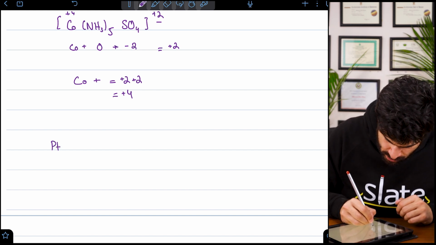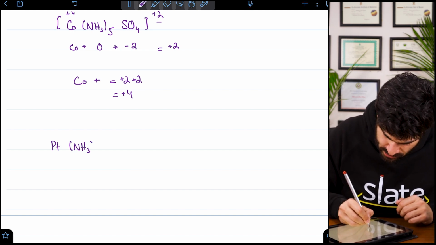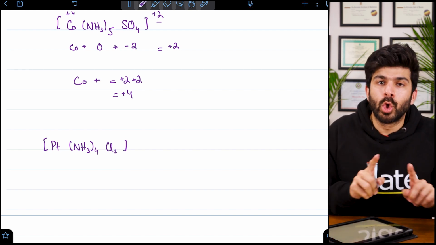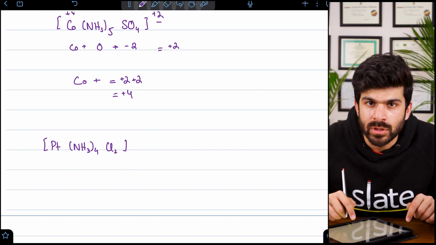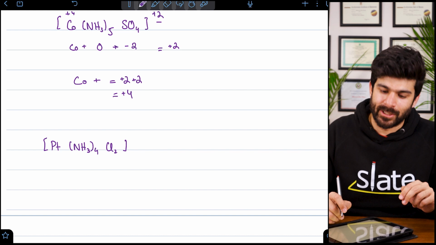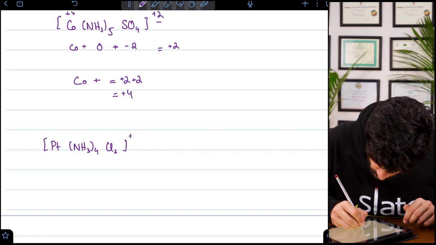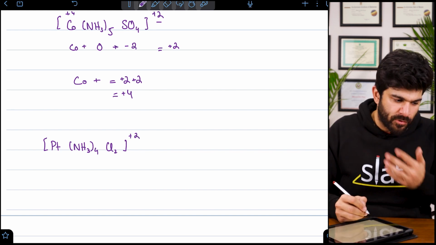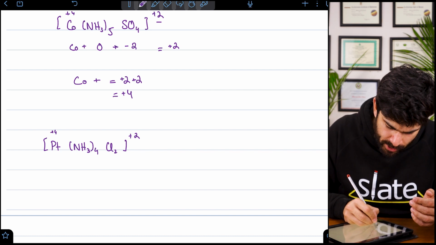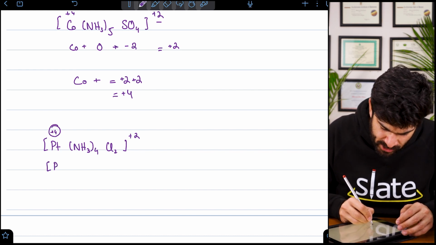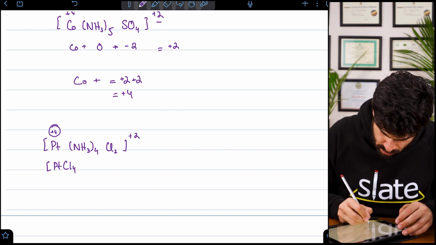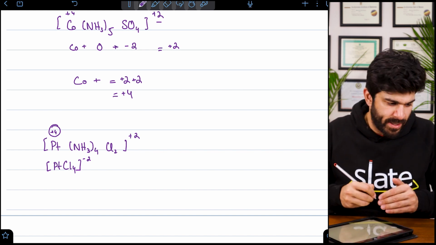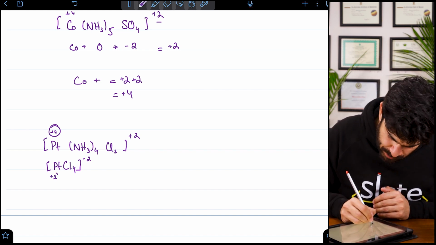For instance, platinum makes a complex this way. Remember, these are not chlorine molecules. These are two chloride ions written together, because a chlorine molecule is not a ligand. Now, if we have to determine the charge of platinum with the same formula, it's plus 4 here. But platinum also makes another complex with 4 chlorides, and the total charge is minus 2. And here again, platinum, if we calculate, it's plus 2.